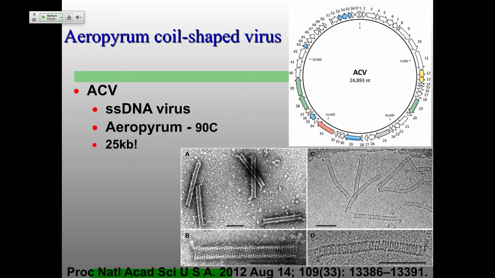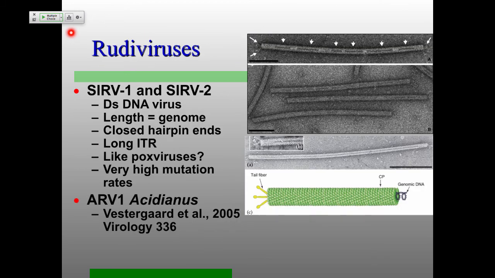I want to finish up talking about the Rudiviruses. These are probably the second best studied of the viruses of Archaea. These are rod-shaped viruses. They're pretty stiff rods. It looks a lot like tobacco mosaic virus. Does have a couple of tail fibers at the end, easier to see in the cartoon down here at the bottom. Many of these have been found.